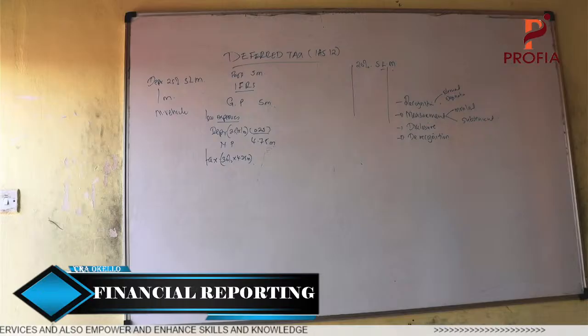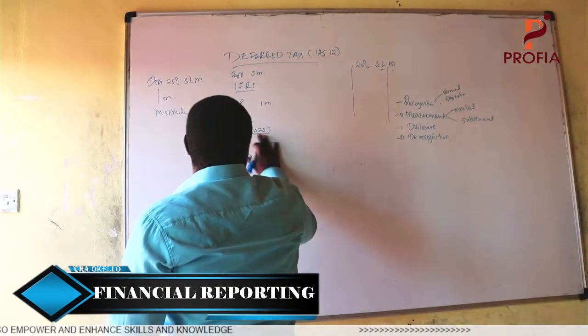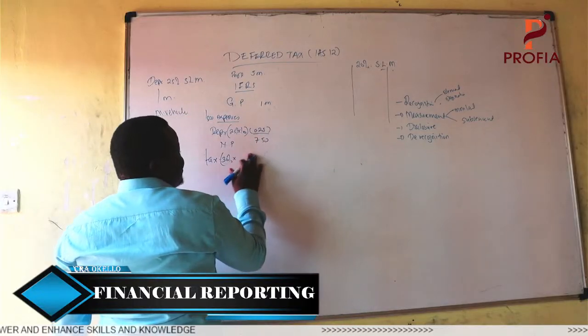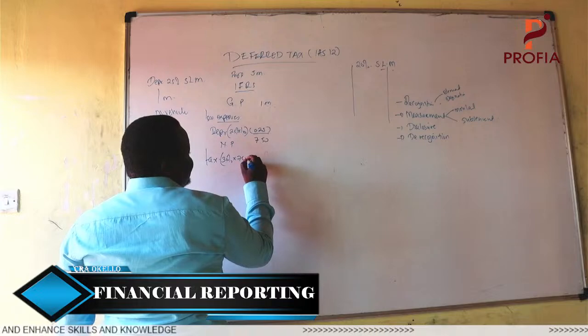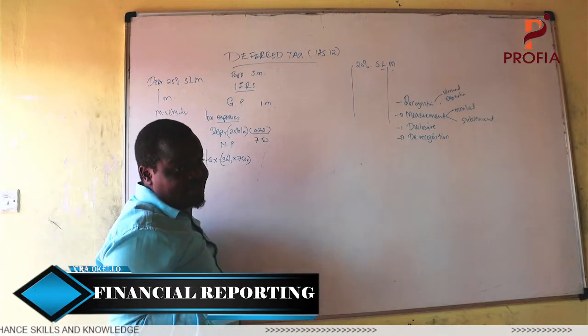Decimal points. Really? I wanted something with no decimal point. Can you use 1 million? I don't want something with decimal points. So this is 750,000. What is 30% of 750,000?